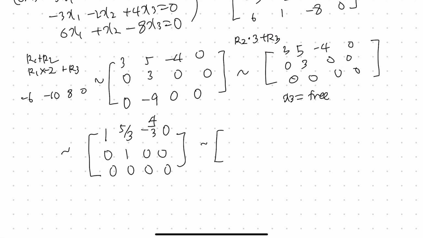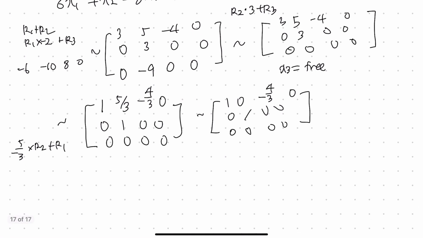you can multiply minus 3 over 4 to the second row to reduce and add this with row 1. So you can have 1, 0, minus 4 over 3, 0, and 0, 0, 0, 0. You can have 0, 1, 0, 0, 0, 0, 0, 0, right?